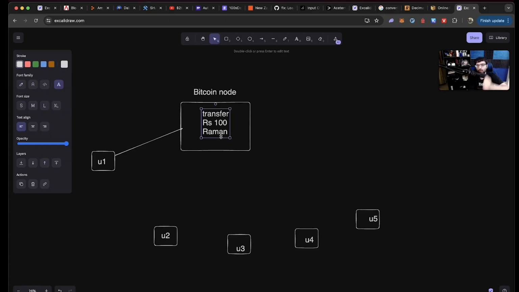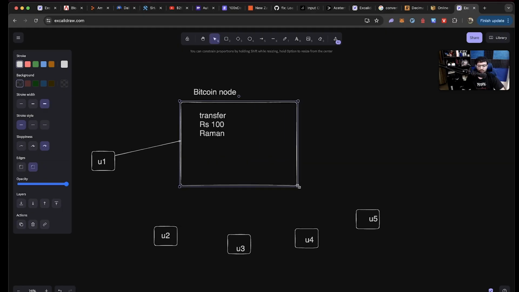Put it inside a block. Make sure everyone in the Bitcoin network knows that I want to transfer 100 rupees to Raman. As I said, user 1 will sign this transaction, so the node cannot fake this transaction. The node will receive a signed transaction from the user, a signed message from the user saying: give 100 rupees to this person. I have 100 rupees. Please transfer to Raman.